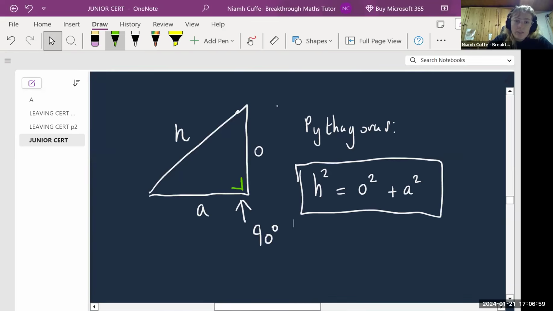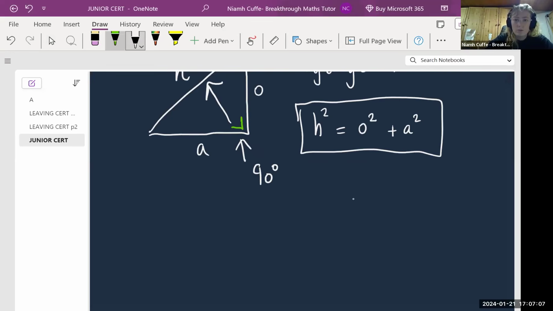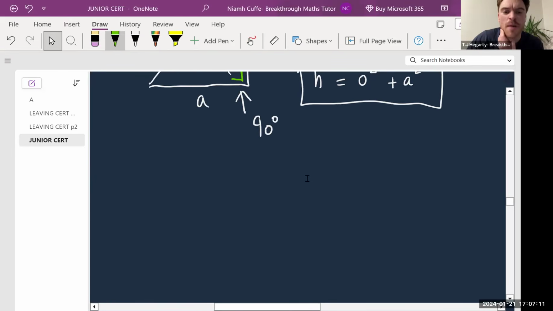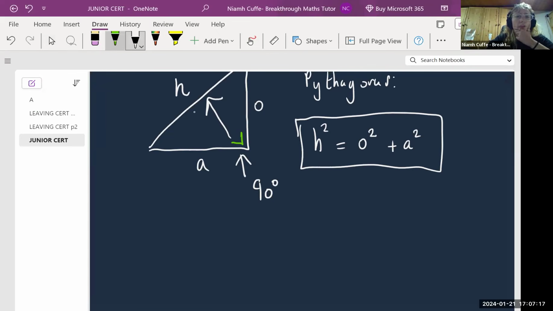That the square of the side opposite the right angle is equal to the sum of the squares of the two other sides. Okay, let's just give it a go. Niamh, how do you know which one to label O? Which is a very common mistake. Well, I'm going to get to that when I come to sine, cos, and tan, but I'll just stick with Pythagoras for now, because I haven't got an angle in here yet.